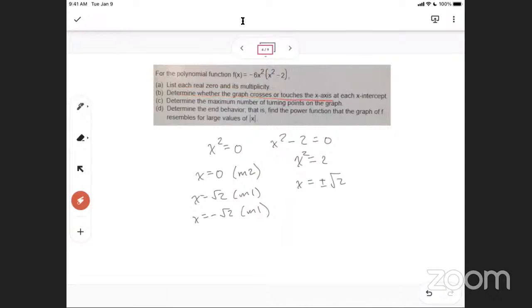Determine whether the graph crosses or touches the x-axis at each intercept. Well, that's easy. It touches here, or I like to say bounces, and it crosses here and here because of the multiplicity. Yes? Yeah. Determine the maximum number of turning points on the graph. Well, that's just going to be 3. It's always 1 less than the degree, and the degree is 4. And determine the end behavior. So it's like y equals x to the 4th, and it's a positive one. So the end behavior is up on both sides, up on the left and up on the right.